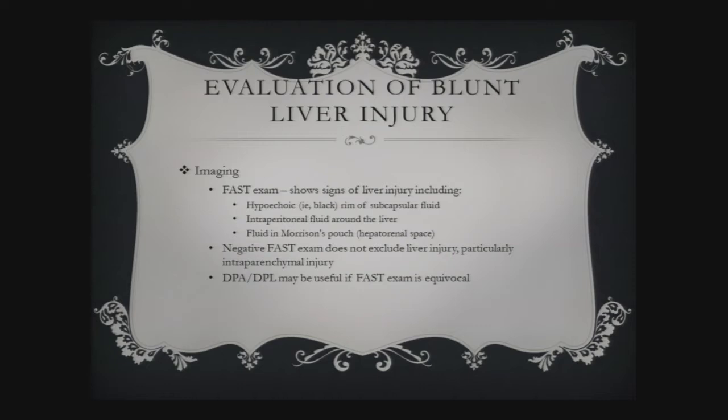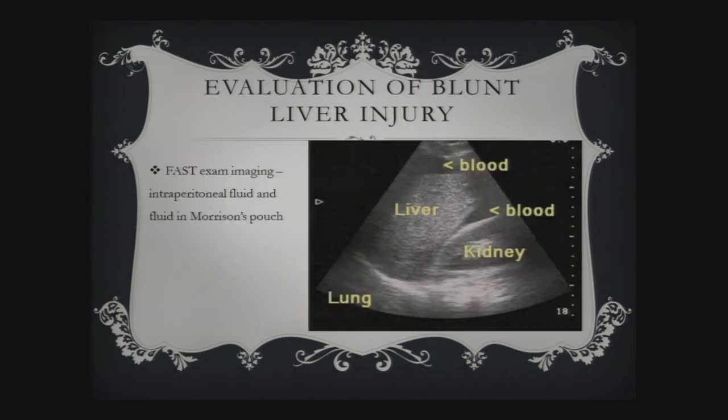Imaging, when we're evaluating a FAST exam when they come in, and it's showing signs of liver injury, you'll see subcapsular fluid, intraperitoneal fluid, and fluid in Morrison's pouch, which is that little area between the liver and the kidney. But a negative FAST exam, again, does not exclude liver injury, particularly if it's inside the liver. So they also recommend that you can do a diagnostic peritoneal aspiration or lavage if the FAST exam is equivocal.